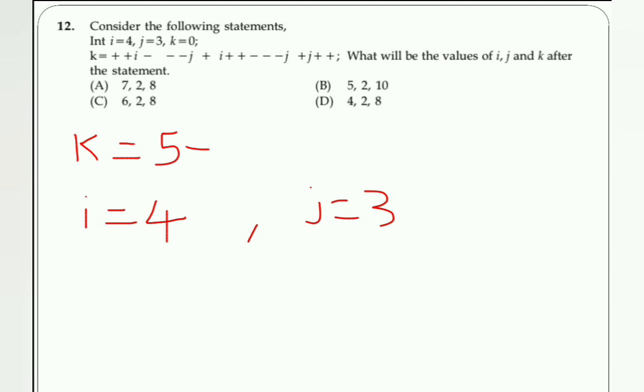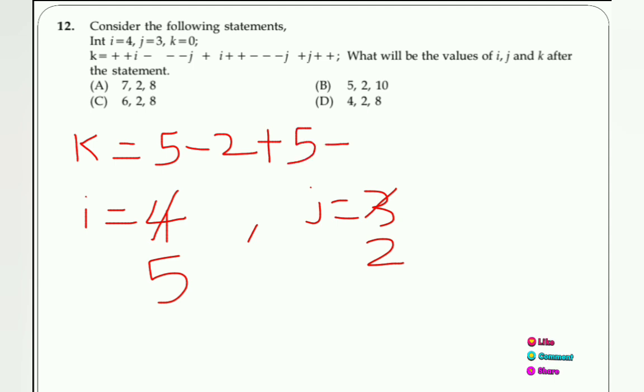Next, minus pre-decrement j. So first we need to decrement the value of j by 1 and then write it. So 3 minus 1 is 2, plus i post-increment. So what is the i value here? Now the i value will become 5, right? Okay, and j is 2. So post-increment i means first we write the value, then it gets incremented. So the i value is 5 itself.